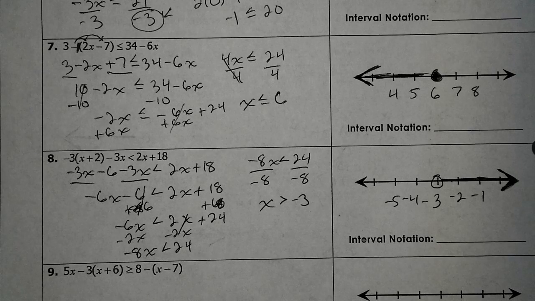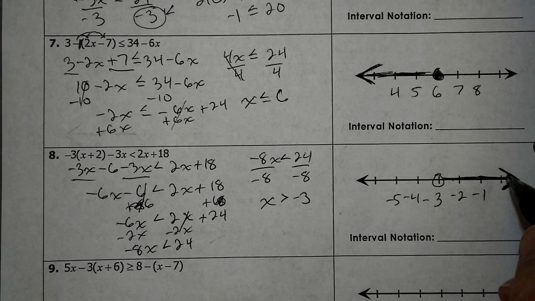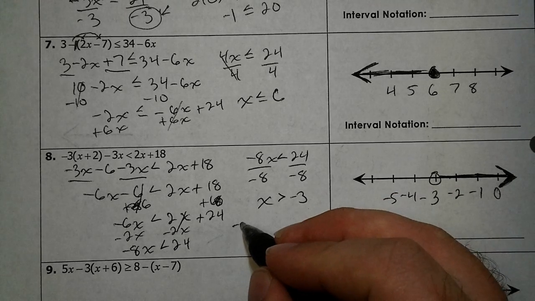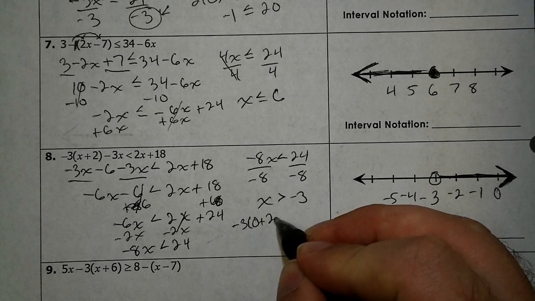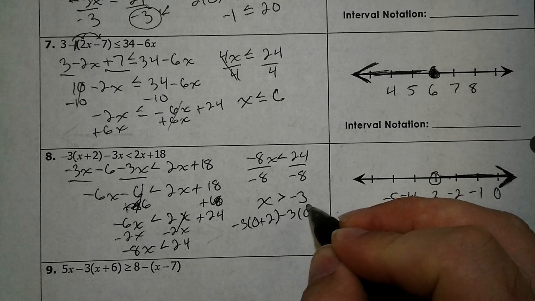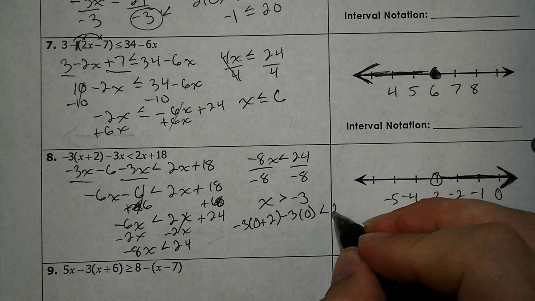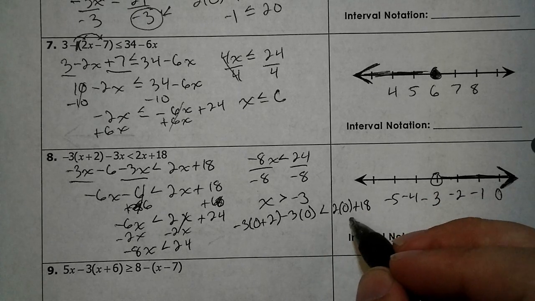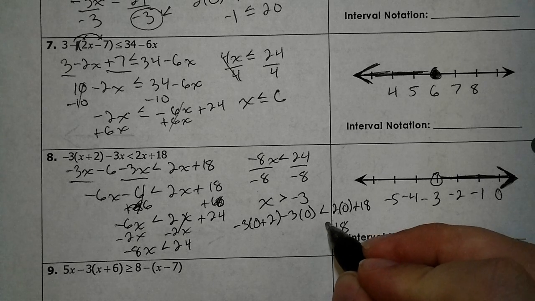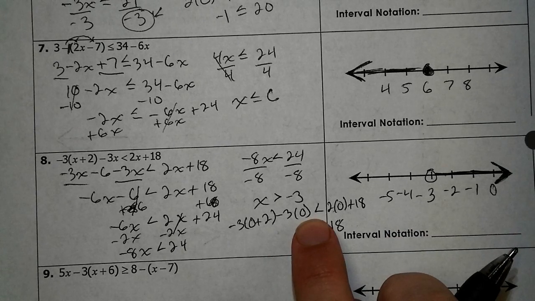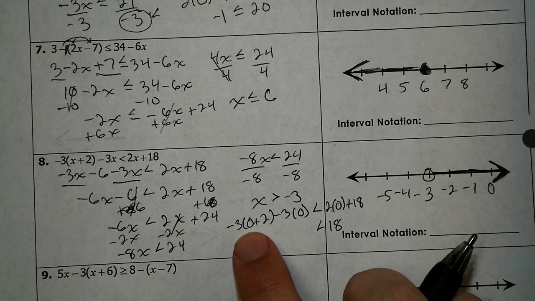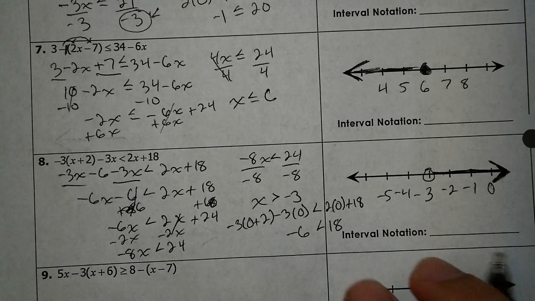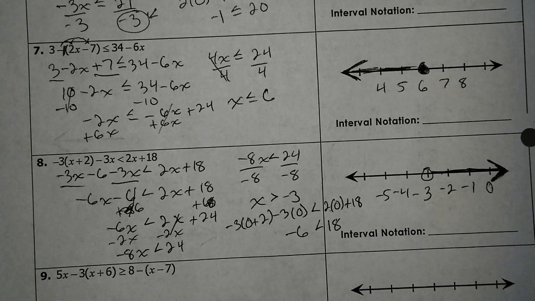Just to check it, we could plug something in. So I'm going to plug in 0 because it's right here to the right. If I plug in 0, I get negative 3 times 0 plus 2 minus 3 times 0 should be less than 2 times 0 plus 18. 2 times 0 is 0. 0 plus 18 is just 18, so that's what that side is. 3 times 0 is 0, that goes away. Negative 3 times positive 2, because 0 plus 2 is positive 2, is negative 6. And negative 6 is less than 18.